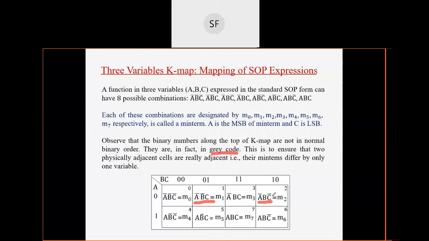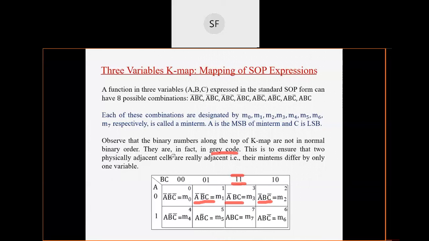How will you say your cell is adjacent? You want only one variable to change its value. Now you can observe between this and this, that is 0 1 and 1 1. If you observe A bar B bar C, and here A bar B C, only B is varying, right? A bar is constant, whereas C is also constant between the two cells. So hence this change has been done here, and this is very important. You should pay attention here, and you should remember this throughout the K map.